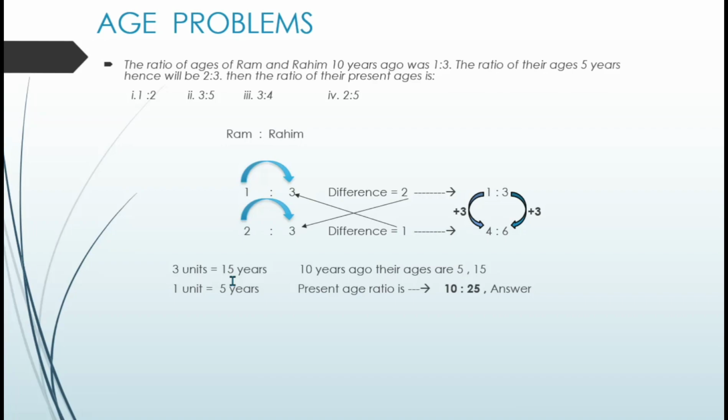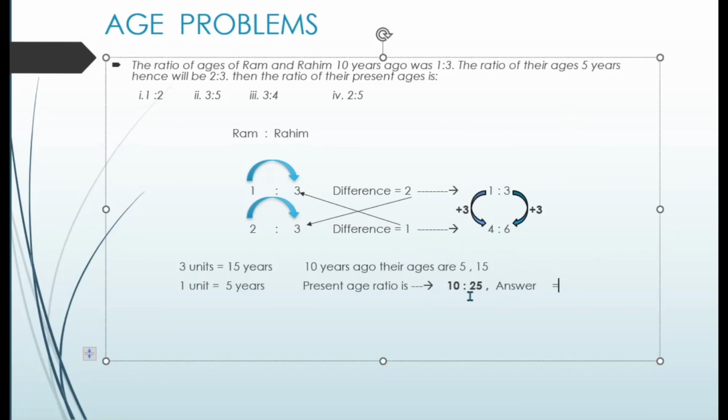After getting this 1 unit value, you are not going to put it in these new ratios. These ratios are not working anymore. You have to put this in the original ratio, meaning 10 years before, your ratio was 1 is to 3. After multiplying it with 5, you get 5 and 15, but you are asked to find the present ages. So 10 years ago, so if we come to the present, then it would be 5 plus 10 and 15 plus 10. So the present age ratio is 15 is to 25. So after getting the present ages, you can easily find the ratios. So the answer here will be 3 is to 5 simply.